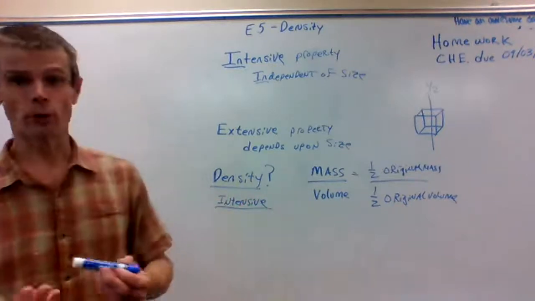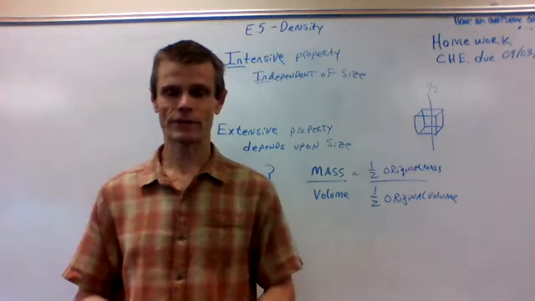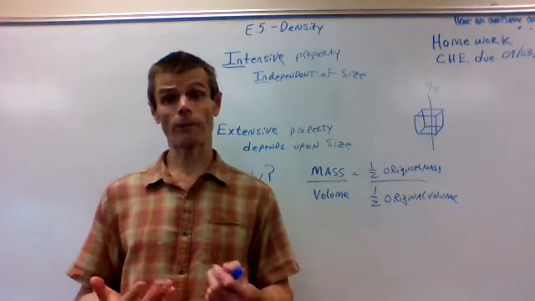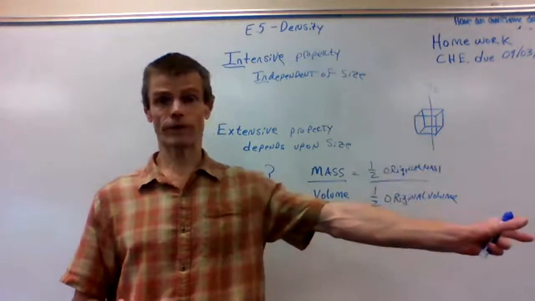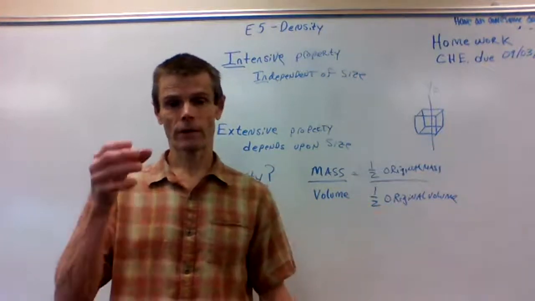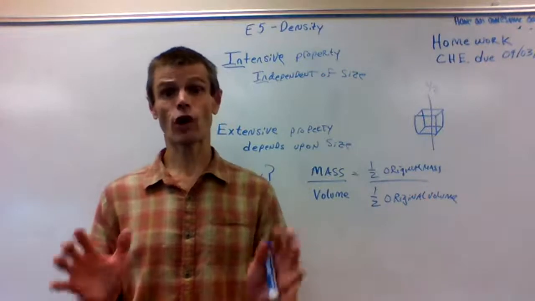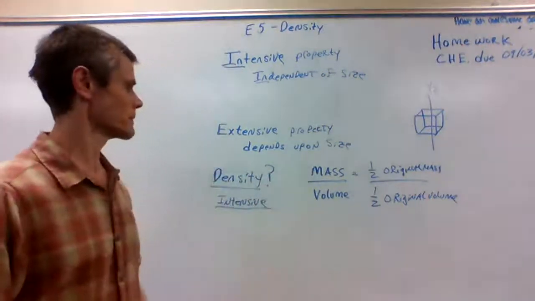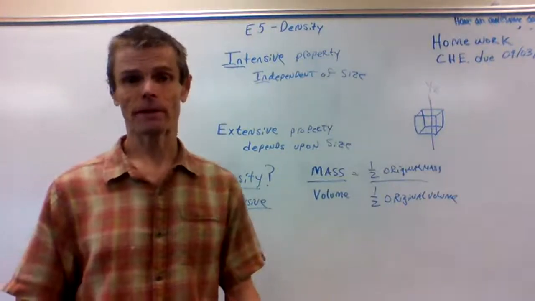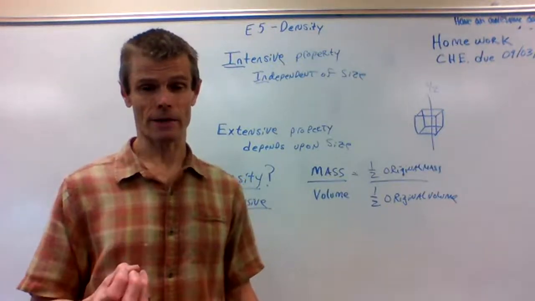So if you have a sample of water at 4 degrees Celsius, it's going to have a density of about 1 gram per milliliter, regardless of if it's a swimming pool full of water or if it's a cup full of water. And I'm talking about pure water. So density is an intensive property. It's independent of sample size.